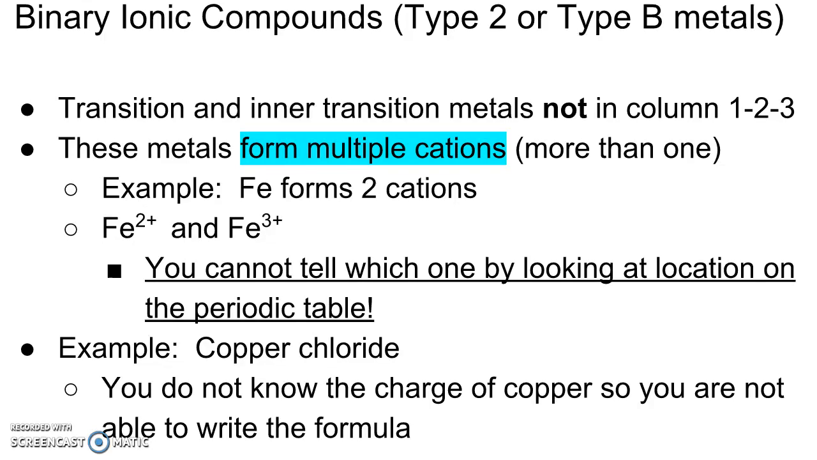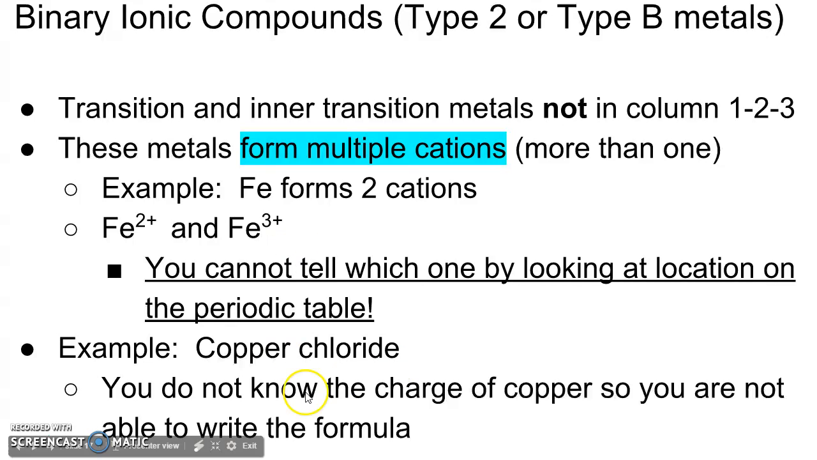So binary ionic compounds, when you have a type 2 or a type B metal, these are your transition and inner transition metals that are not in column 1, 2, and 3. If you look on your periodic table, you don't have charges marked for them. These metals form multiple cations, so we don't know what they form. For example, iron forms 2 cations. Iron specifically can form Fe2+, and it can form Fe3+. If you just look at a compound name and you look in the periodic table, you can't tell which one it's talking about. Are you dealing with iron 2 or iron 3+? You don't know. So we have to have some other system.